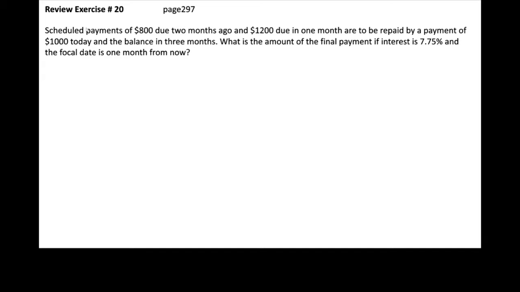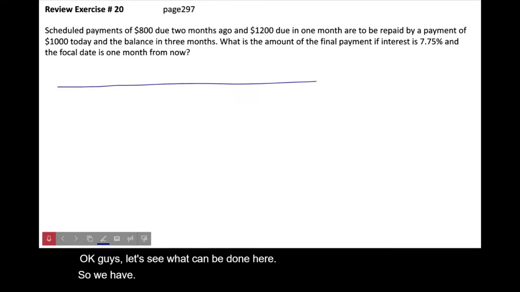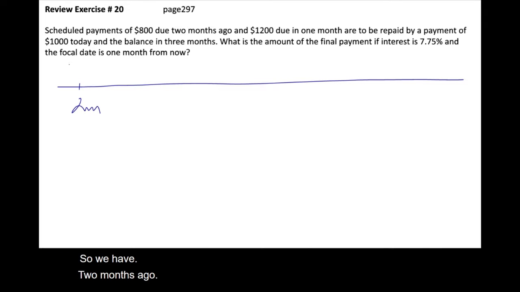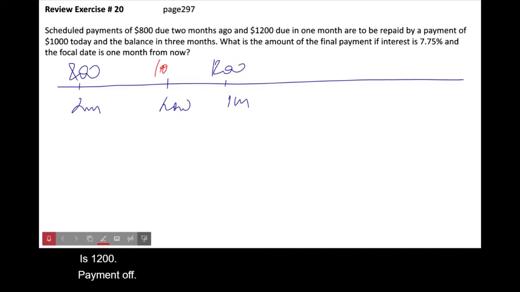Okay, guys, let's see what can be done here. So we have 2 months ago, 800. We have now, we have 1 month, is 1200. Payment of 1000 today and 3 months balance.